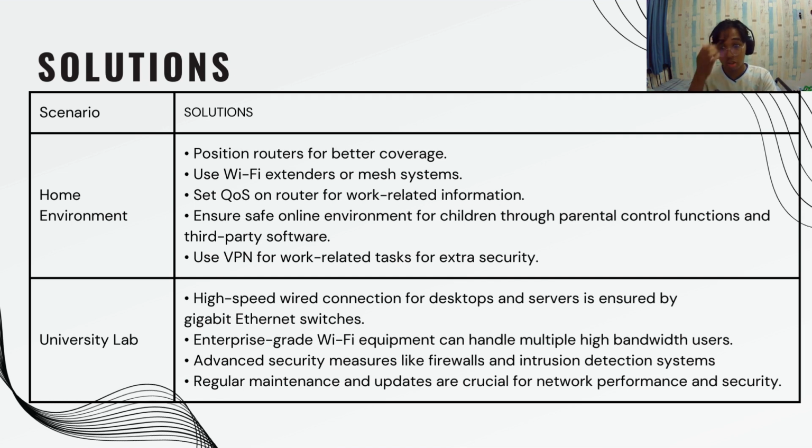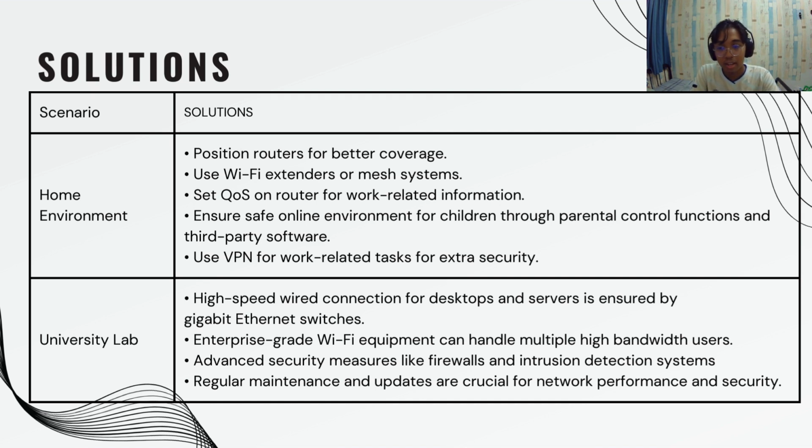Okay, the third solution is set QoS on the router for work-related traffic. QoS, which is quality of service, settings on a router allow you to prioritize specific types of internet traffic. By configuring QoS, you can ensure that work-related tasks such as video conferencing or file transfers receive a higher priority over less critical activities. QoS ensures a smoother and more reliable network experience for work-related applications, preventing latency or interruptions during important tasks.